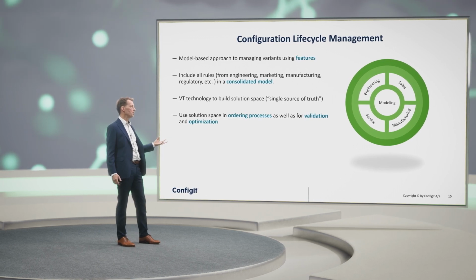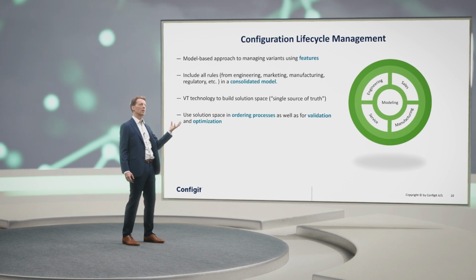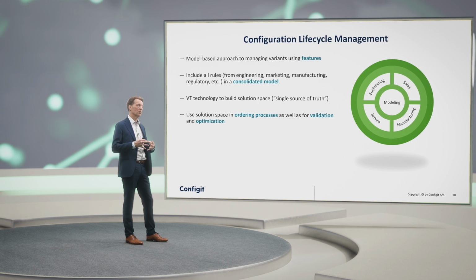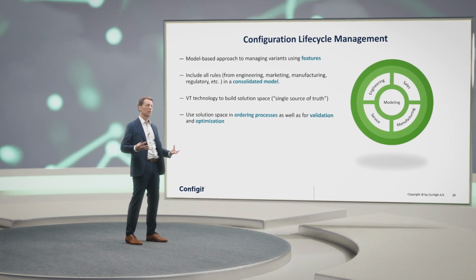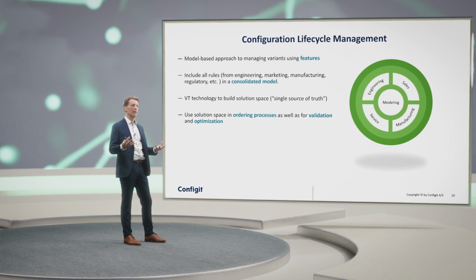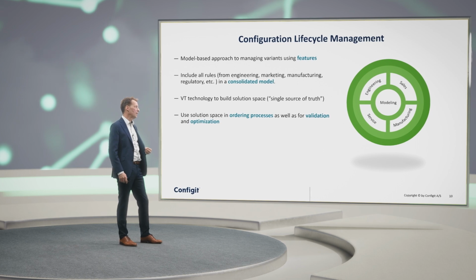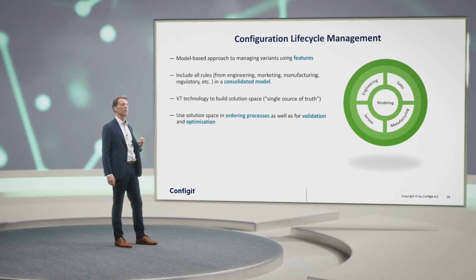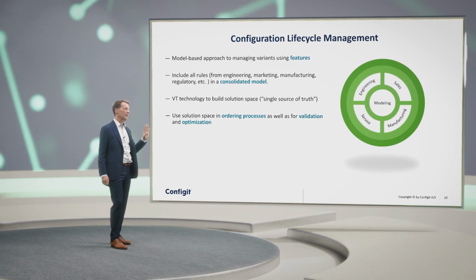If you introduce features, you introduce a model. Anders also talked about, and Florian talked about bringing the commercial and engineering rules within a consolidated model. We have our VT technology. We can compile the result of all those rules into an efficient representation of the single source of truth. And then you can use that information to optimize and validate your products. So that's the CLM. But okay, so how do you get there?